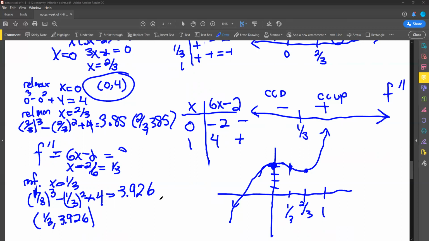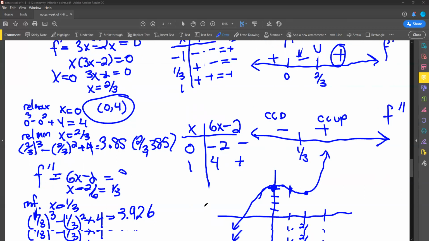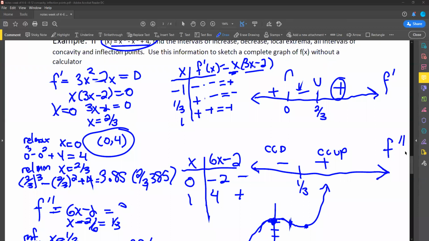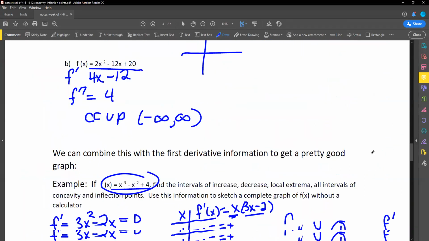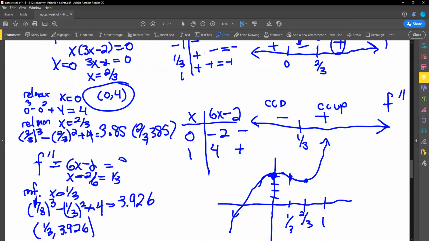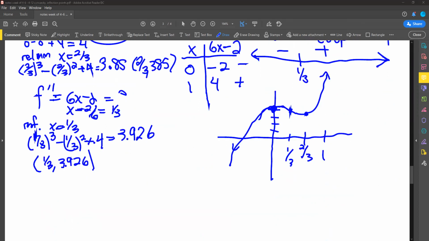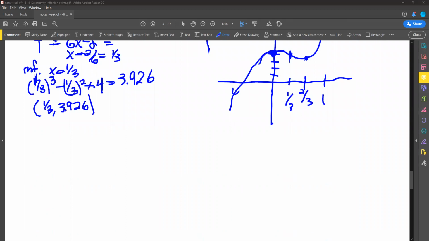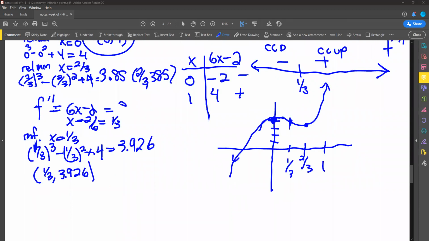All right, so I'm just going to graph the original function just so we can compare it with what the math told us. So it's x cubed minus x squared plus 4. Come on, calculator. Well, all right. Well, maybe I'll have to come back to, oh, there it goes. Okay, okay.